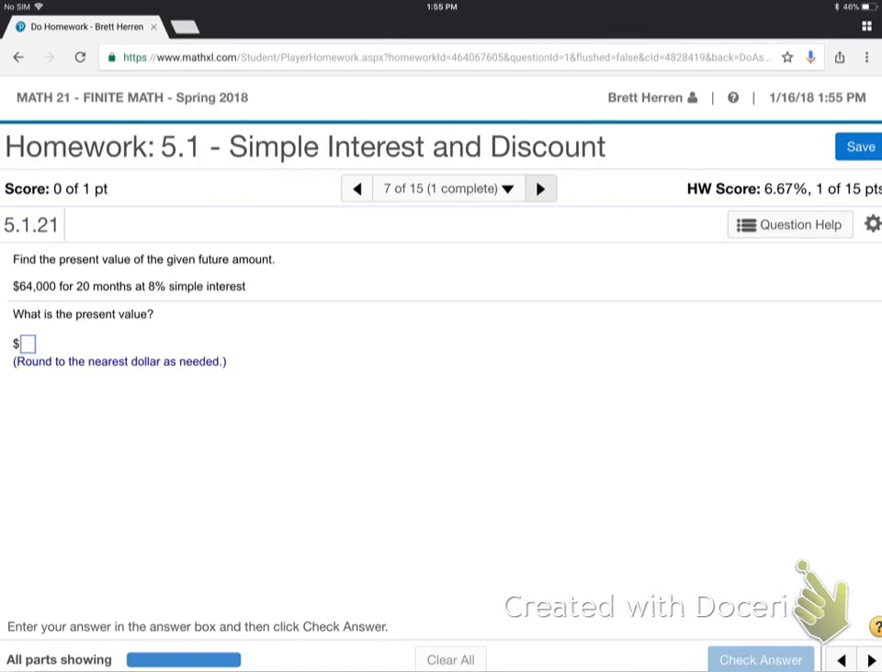So now they're saying find the present value given future amount: 64,000 for 20 months at 8% simple interest. All right, so let's think about what we've been doing. They're saying what's the present value. The formula we've been using is I equals PRT. You with me? So interest is principal times rate times time. That's just interest, though.